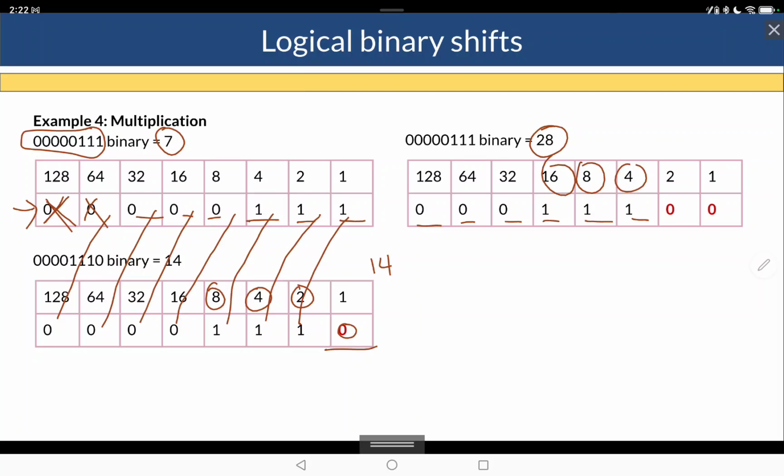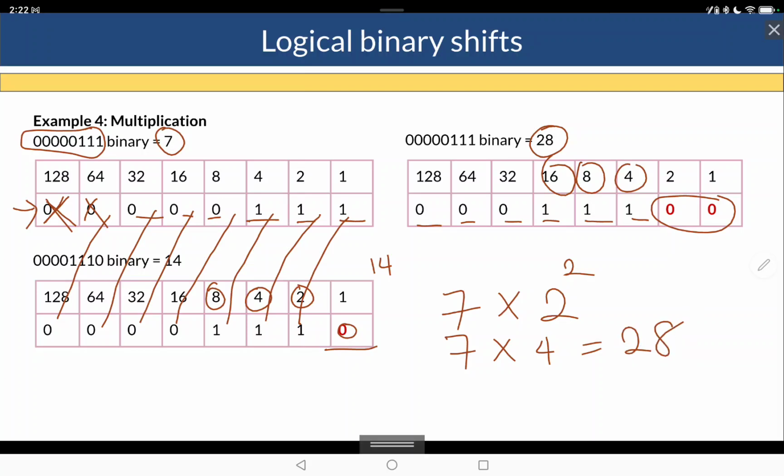Now, how do we write this mathematically? If you want to double check if your answer is correct, you need to say 7 multiplied by 2 raised to the power of the number of times we shifted. We shifted 2 places, so we are going to have 2 squared. So 7 times 2 raised to the power 2, which is 4, gives us 28. So our answer is 28.